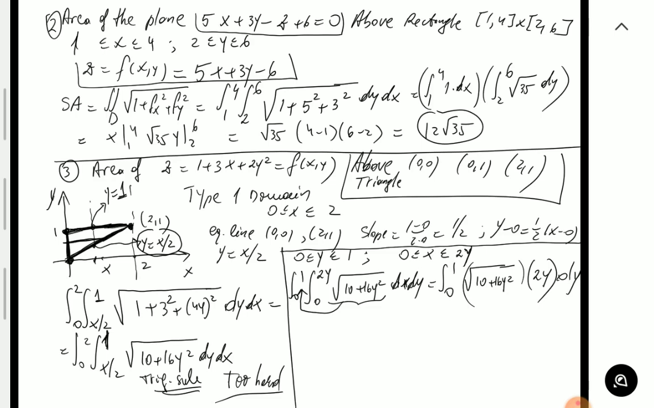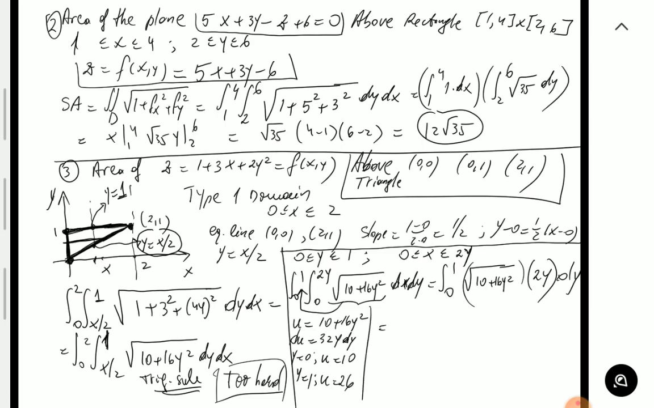Yes, it does make a difference because now, instead of trig substitutions, which are harder in general or more tedious, this whole thing is eligible for a u substitution because you have the extra y on the outside. So I can make u to be 10 plus 16y squared. du is going to be 32y dy. The bounds of integration are, when y is 0, u is 10, and when y is 1, u is 26.